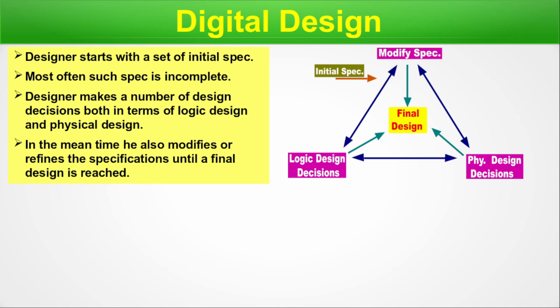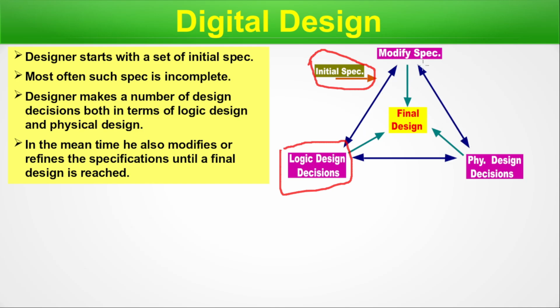We use this diagram to make it more understandable. It starts with the initial spec and then there are 3 pointers. The structure is like a triangle: modification of specification, physical design decisions, and logic design decisions. There are 3 points and, as we can see, they are connected with bidirectional arrows.